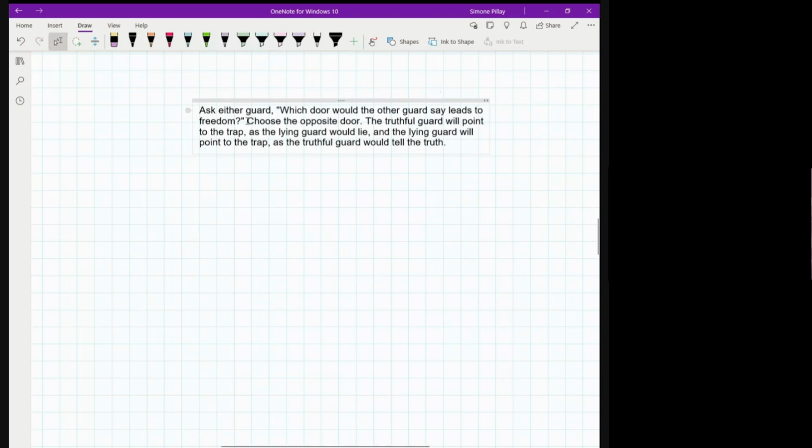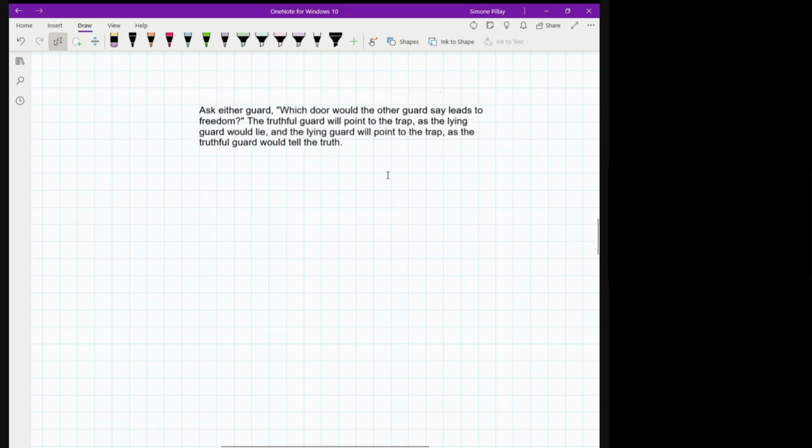Okay. Now ignore this line because you guys are gonna get confused. So you're asking the guard, which door does the other guard say leads to freedom? The truthful guard is gonna point to the trap because they're gonna tell the truth about what the lying guard would say, and the lying guard is gonna lie and point to the trap and tell you that the trap leads to freedom. And then if it's the lying guard that you're asking, he's gonna lie and say that the truthful guard is gonna point to the trap. Because the truthful guard is going to tell the truth, but the lying guard is going to lie about it.